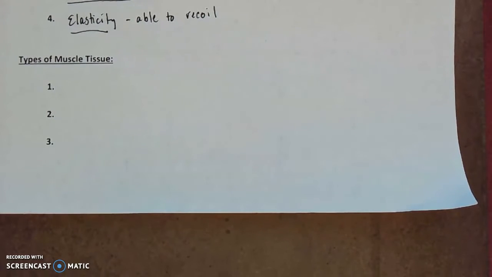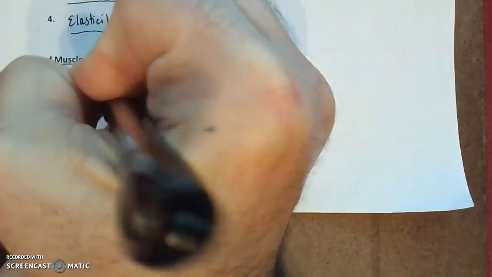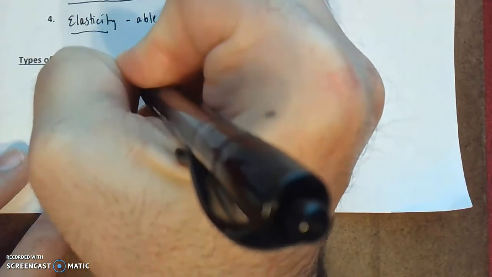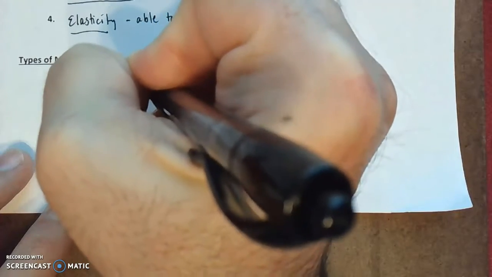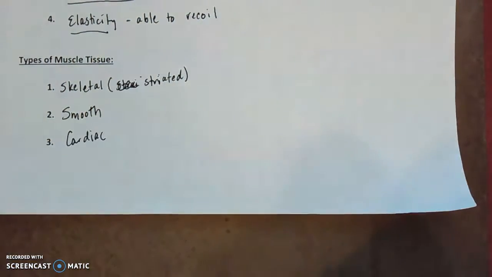So this types of muscle tissue section is all review from the beginning of the year when we talked about tissue. If you recall, there were 3 different types of muscle tissue. The first one is skeletal, sometimes called striated. We had smooth muscle, and we had specialized muscle found in the heart called cardiac muscle.